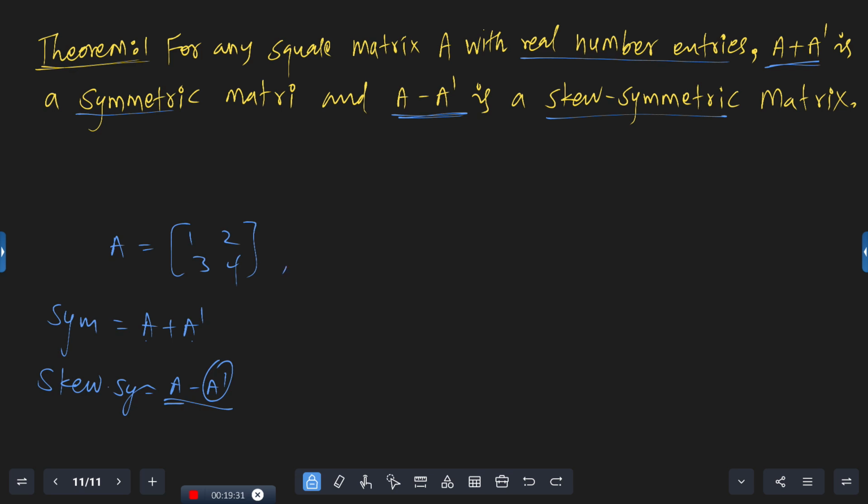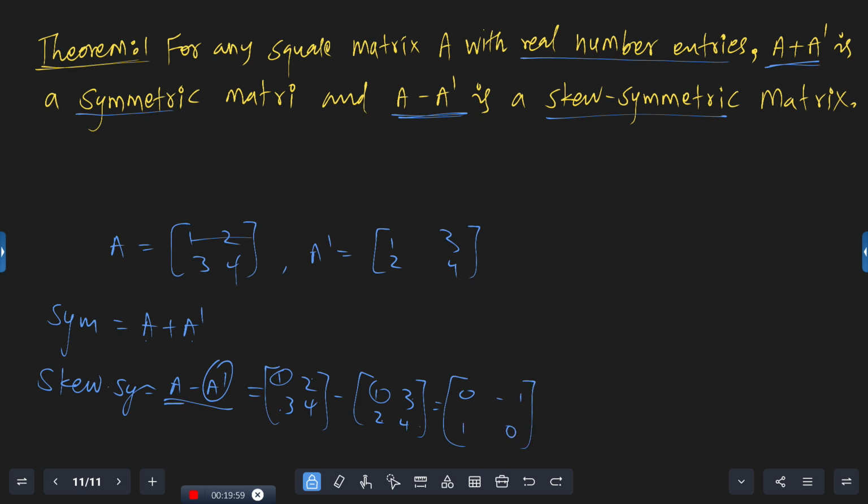If you have a doubt, I'll just show you. If you take the transpose of 1 2 3 4, you get A dash. Now subtract A minus A dash. What am I getting? A is 1 2 3 4, and A dash is 1 3 2 4. See children, 1 minus 1, what? 0. 2 minus 3, what? Minus 1. 3 minus 2, what? 1. 4 minus 4, what? 0.